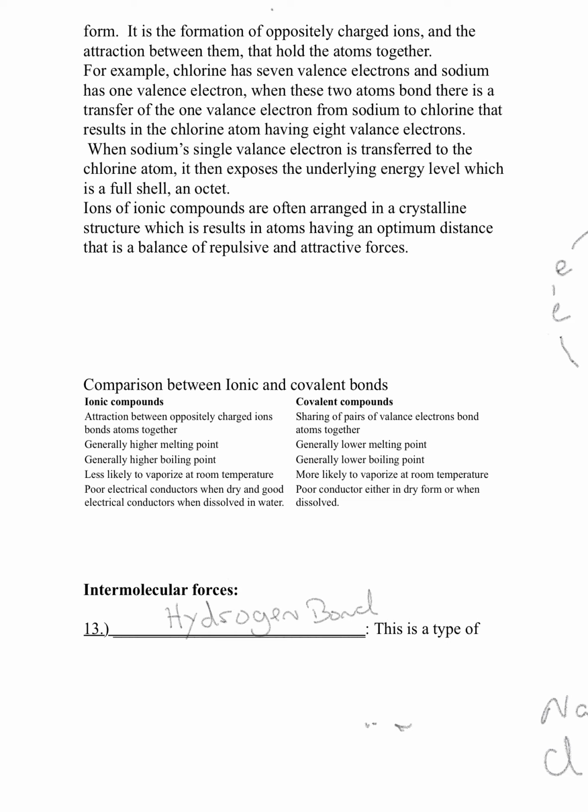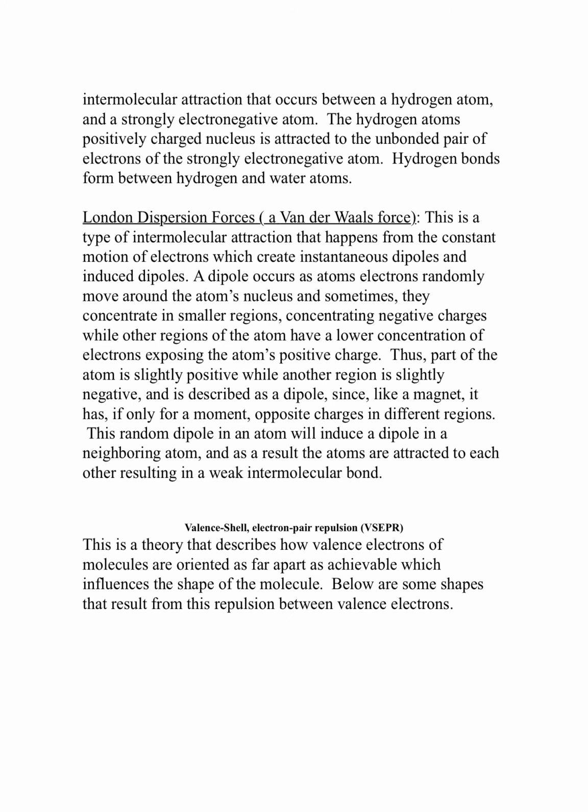Now that we've looked at ionic bonding, we're going to move on to intermolecular forces. And there are a number of intermolecular forces, but we're primarily going to look at hydrogen bonding. So hydrogen bonding is a type of intermolecular force. And this occurs between a hydrogen atom and a strongly electronegative atom. The hydrogen atom's positively charged nucleus is attracted to the unbound pair of electrons of the strongly electronegative atom. Hydrogen bonds form between hydrogen and water molecules.